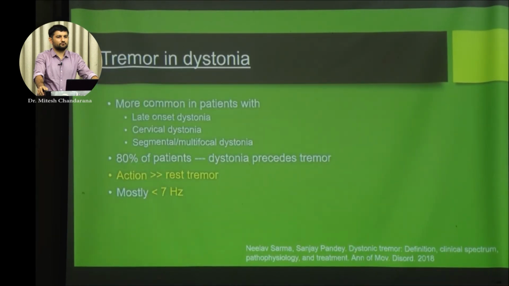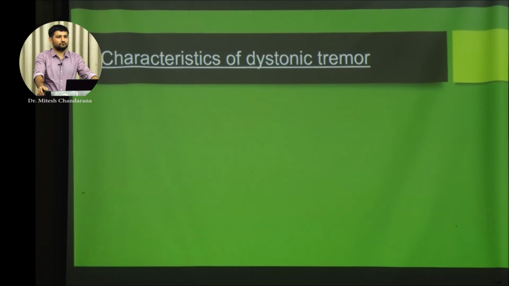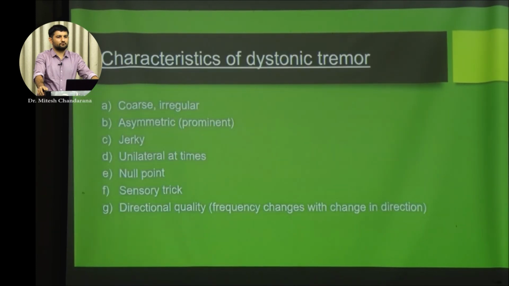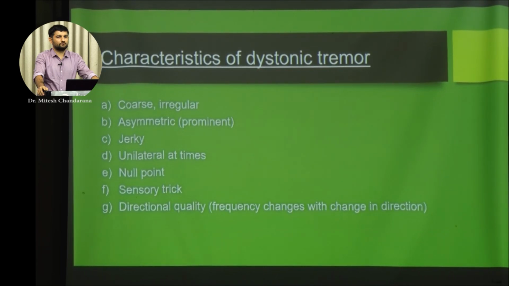Tremor in dystonia is more common in patients with late onset dystonia, cervical dystonia as well as segmental dystonia. In 80% of patients, dystonia precedes the tremor. Action tremor is always more than rest tremor, and it is a bit slower than essential tremor, usually less than 7 Hz. Characteristics of dystonic tremor: it is coarse, irregular, asymmetric, jerky, unilateral at times, and two features, presence of a null point and sensory trick. And directional quality, like frequency changes with change in the direction of the hands.